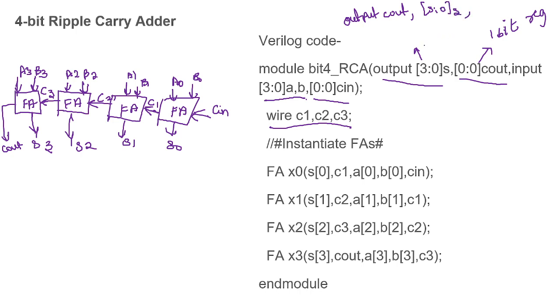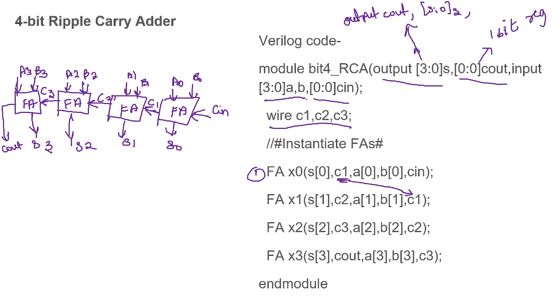This may be one type of writing of this statement. And then I am instantiating the full adder 4 times. The first full adder, the output is S0 and C1. This is a wire which I will be propagating to the next full adder. And inputs are A0, B0 and Cin.